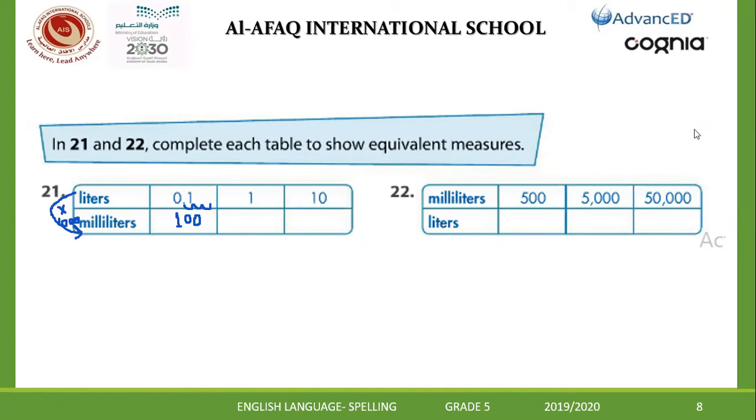Yes, Nada. Next one. You have 1 liter. 1 liter equals how many milliliters? Directly it will be 1000. Any number multiplied by 1 equals the same number. So 1 liter equals 1000 milliliters. Great job, Nada. Thank you, Nada.